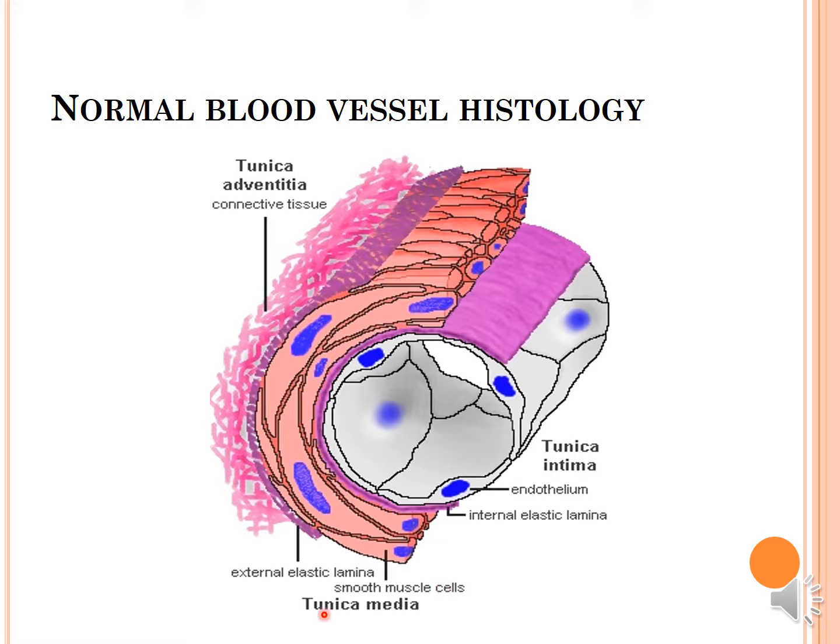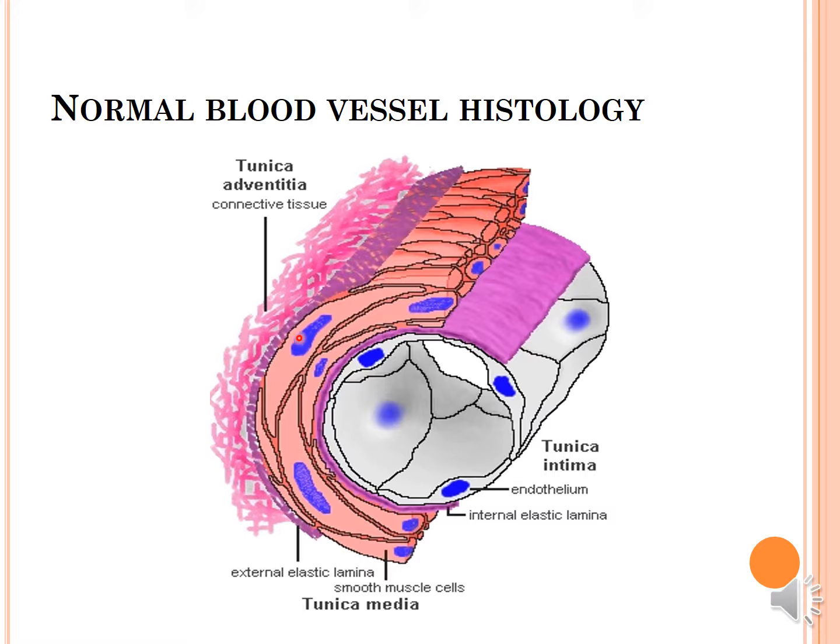The second layer of the blood vessel is called tunica media. This layer gives the thickness to the wall of the blood vessel. It consists of smooth muscle cells and some elastic fibers and some proteins. This layer is very important in arteries because it will give the contractility to the artery. The tunica media is bounded by external elastic lamina.